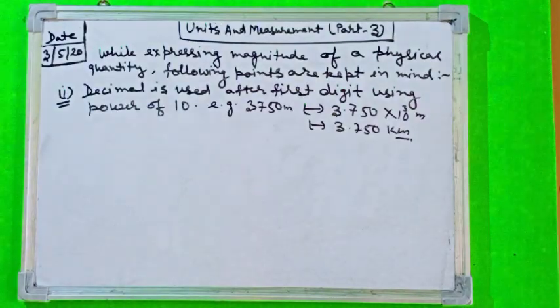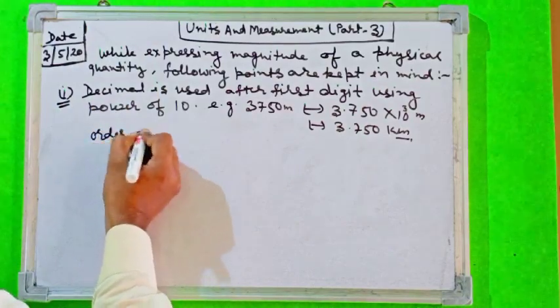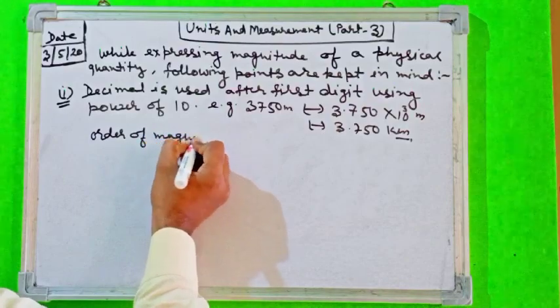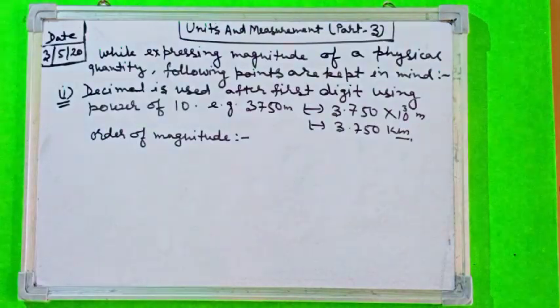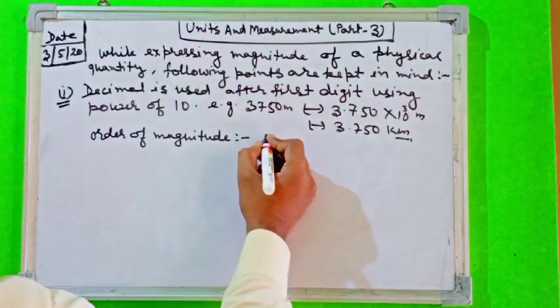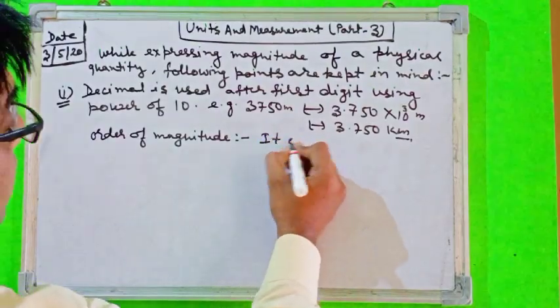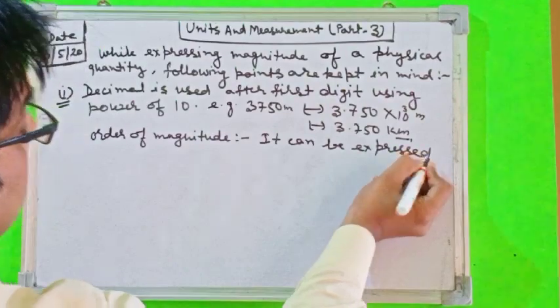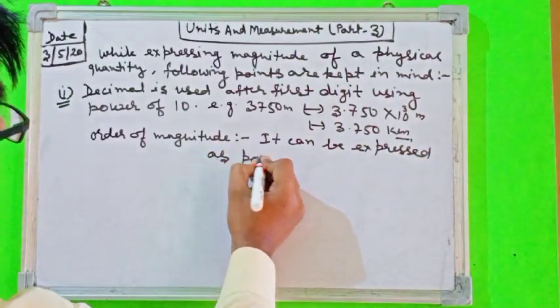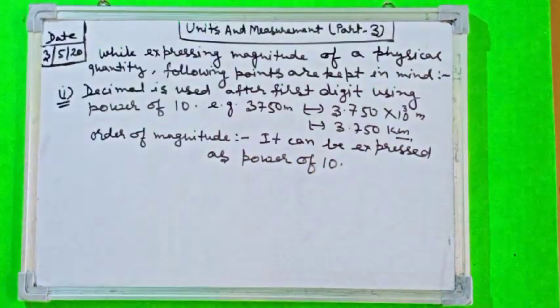Okay? So the range can be expressed as order of magnitude. Order of magnitude can be expressed as power of 10.